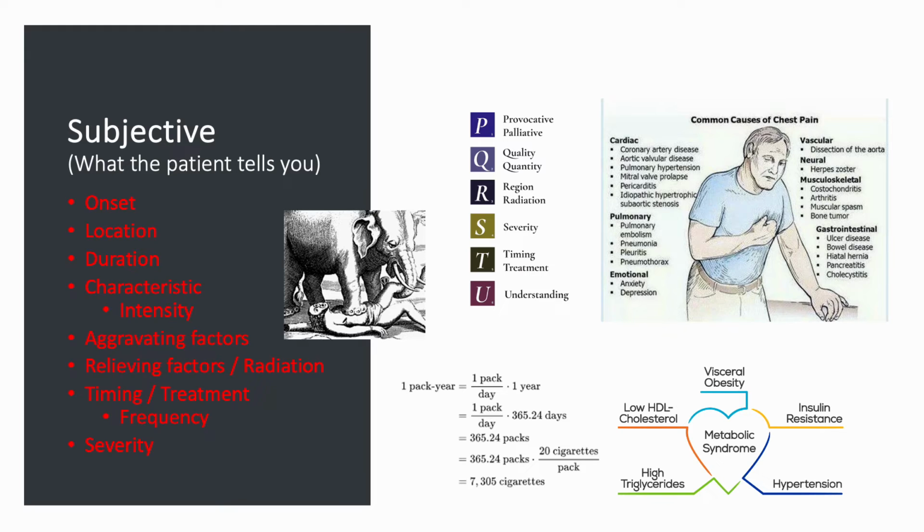Now, cardiac chest pain doesn't always come from cardiac etiologies. You can see with this picture here that there are some other common causes of chest pain that are from the pulmonary system. It could be from the gastrointestinal system, musculoskeletal, and sometimes even emotional things can cause chest pain, like anxiety and depression.